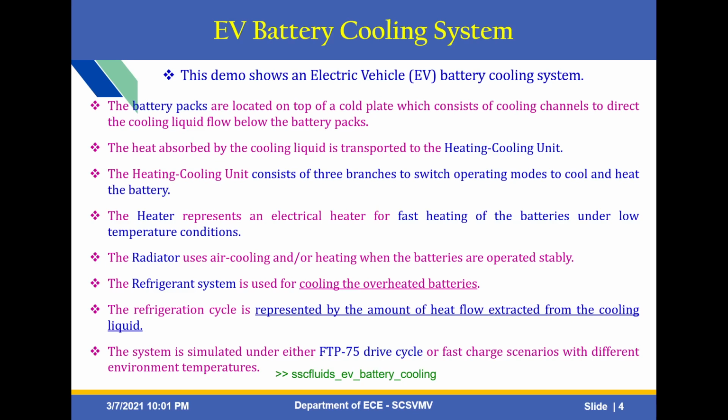The heater represents an electrical heater for fast heating of the batteries under low temperature conditions. Here the radiator uses air cooling and or heating when the batteries are operated stably. The refrigerant system is used for cooling the overheated batteries. Here the refrigeration cycle is represented by the amount of heat flow extracted from the cooling liquid.